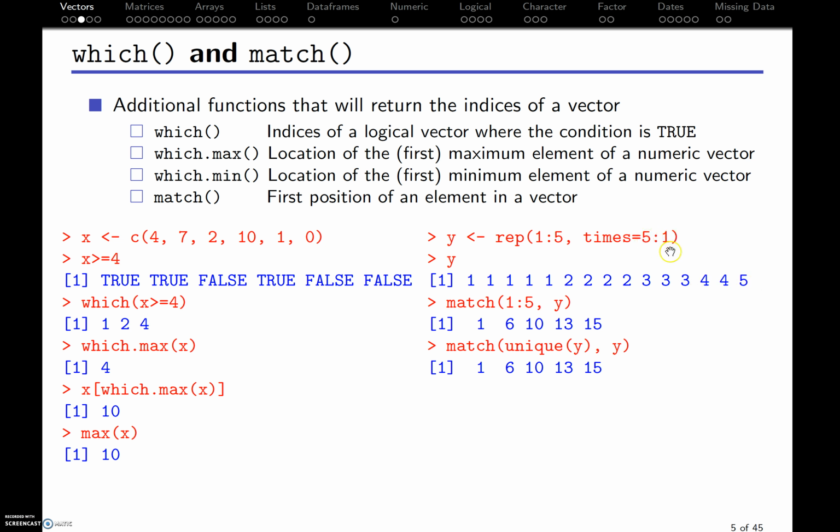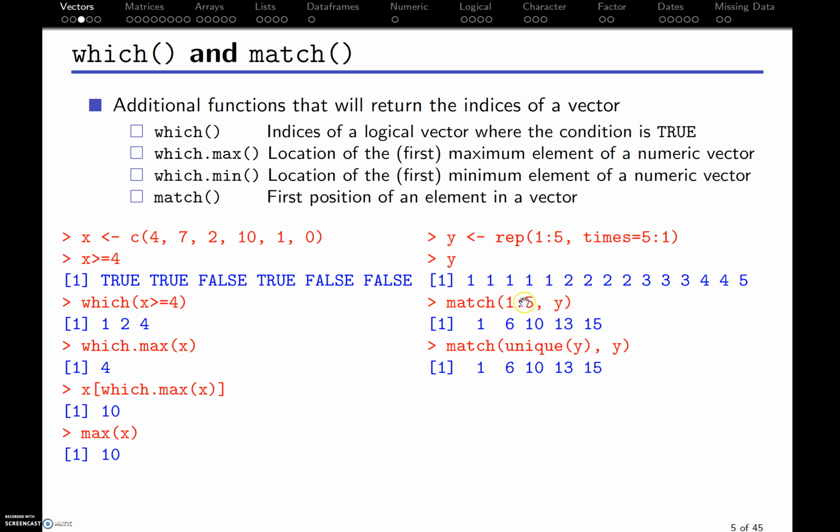So notice it's taking the times option here within the rep function and applying it to each of the elements individually. So the first element 1 gets repeated 5 times, the second element 2 gets repeated 4 times, and so on. Then what we can do is we can match 1 to 5 to y. And what match is going to do is it's going to give you that first position of that particular element within a vector. So notice the first position of 1 in y is the first place. Then the first position of 2, the next value in the sequence of y, is in the 6th place. See, 1, 2, 3, 4, 5, 6.